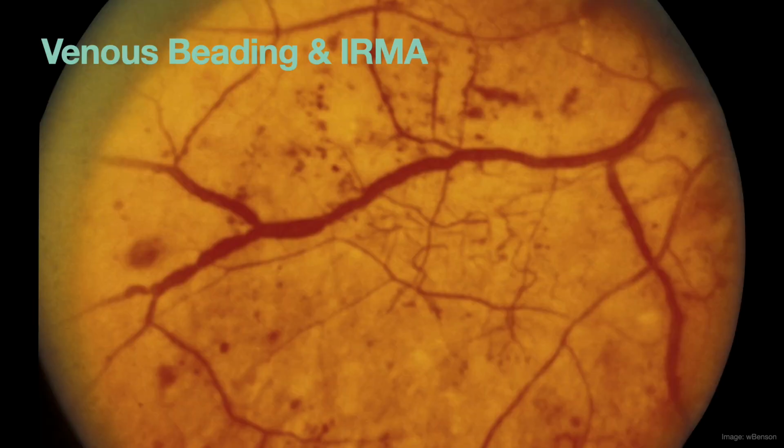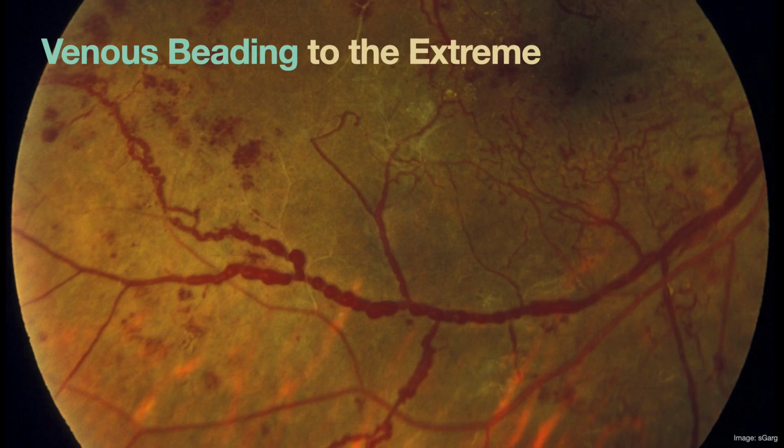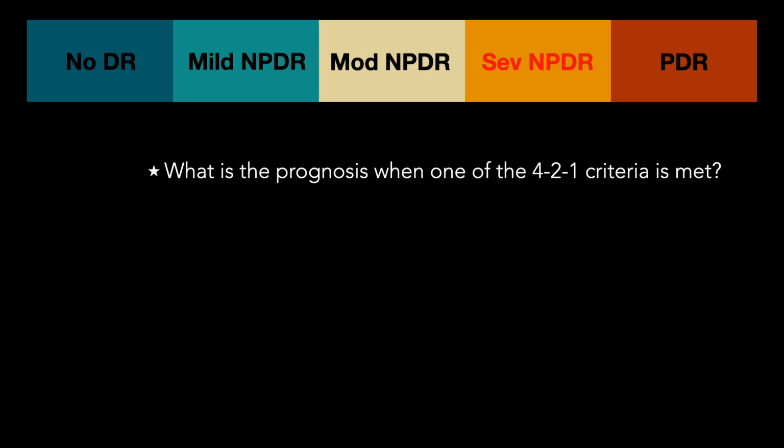There's a picture of what that looks like for dot-blot hemorrhages. Now we've got venous beading plus some IRMA right in the center. Venous beading is obvious. Here's some more venous beading. This is from my friend Dr. Garg. And so what's the prognosis when one of the 4-2-1 criteria is met?